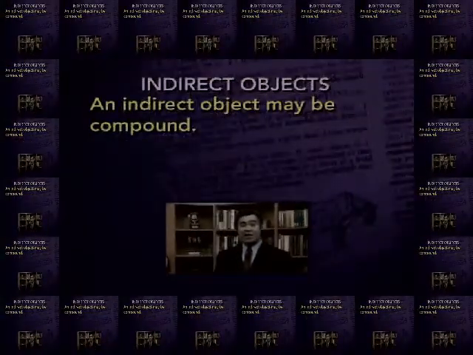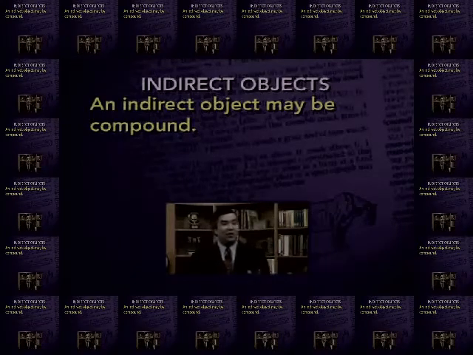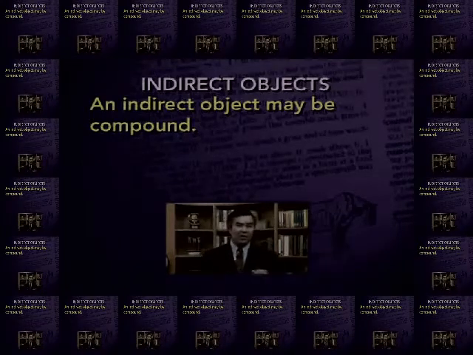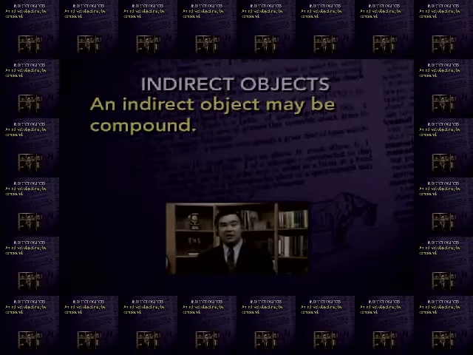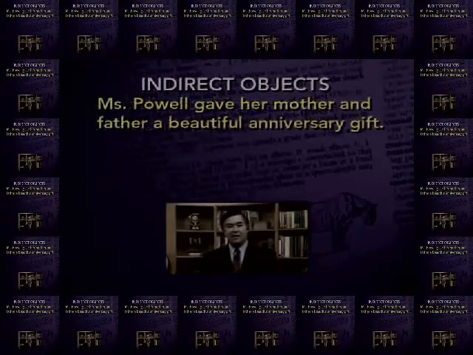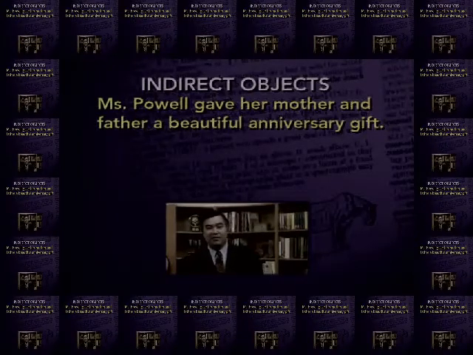Finally, an indirect object may be compound. Just as a direct object may include two or more things joined by a coordinating conjunction, the same can be true of an indirect object. Look at this sentence. Ms. Powell gave her mother and father a beautiful anniversary gift.